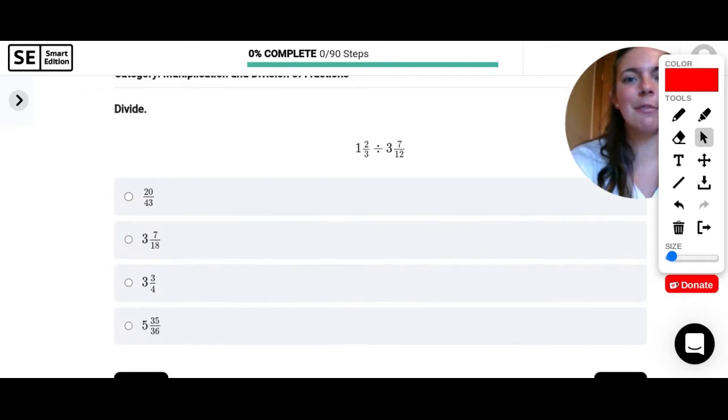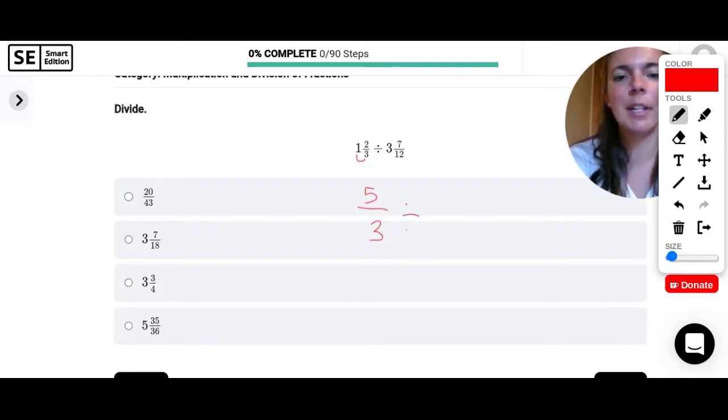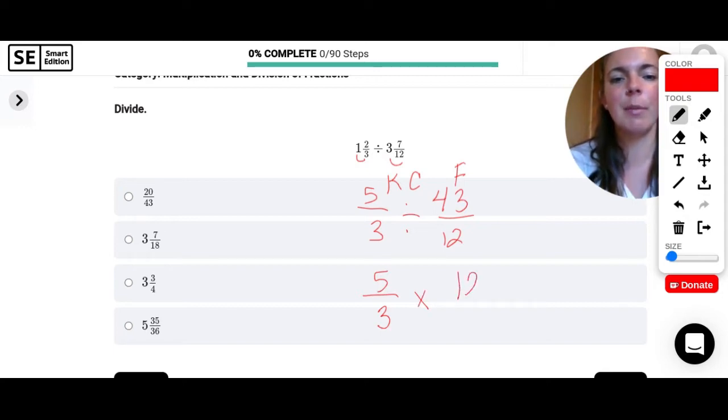Okay, now we have to divide some mixed numbers. Again, before we get started, I'm going to turn these into improper fractions. 3 times 1 is 3, plus 2 more is 5. So 5/3 divided by 12 times 3 is 36, plus 7 would be 43/12. When I divide fractions, I want to think of fried chicken. KCF tells me to keep, change to multiplication, and then flip.